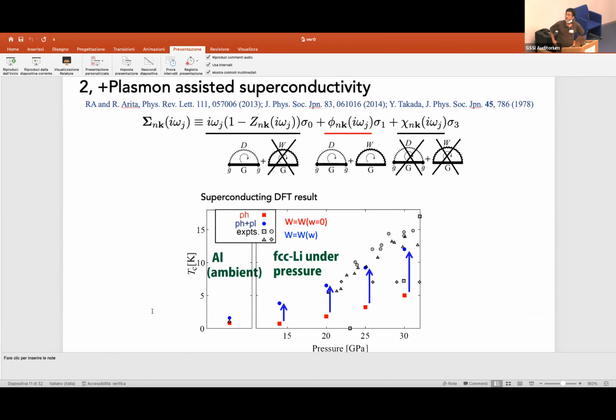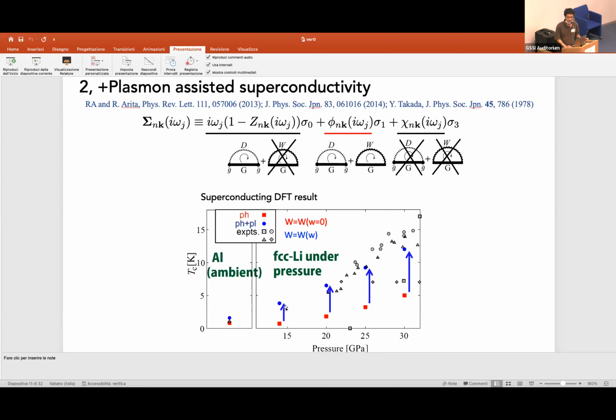A next level approximation would be to include the omega dependence of W in the anomalous self-energy. And in principle, with this treatment, we can consider the plasmon effect. Several years ago, I demonstrated the plasmonic assistance or enhancement of superconductivity in cooperation with the phonons, using the superconducting DFT. In some trivial systems, the enhancement due to plasmonic effect is small like this. But in some systems like FCC lithium under pressure, the enhancement is significant.